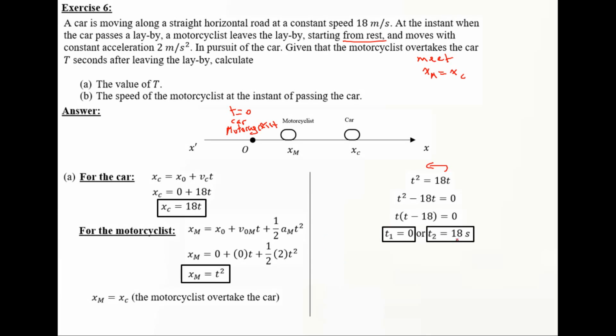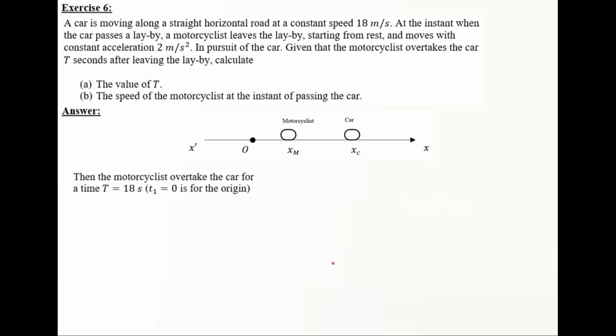And why do we have two solutions? Because basically the motorcyclist and the car meet at two instants. The initial instant that we have chosen, which is at the origin itself, and the final instant, which is 18 seconds after, when the motorcyclist has reached the car. And in this case, the duration is given by 18 seconds.